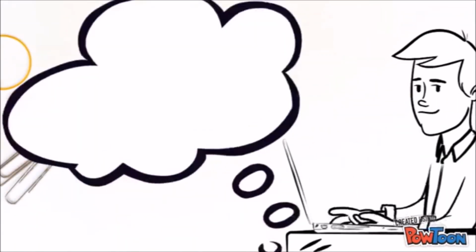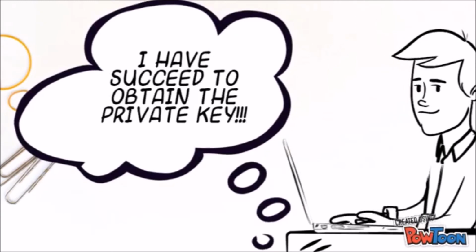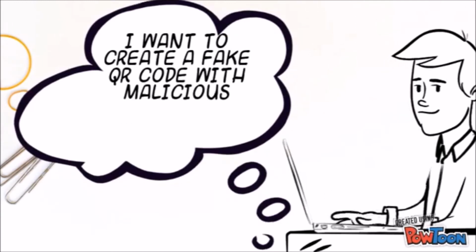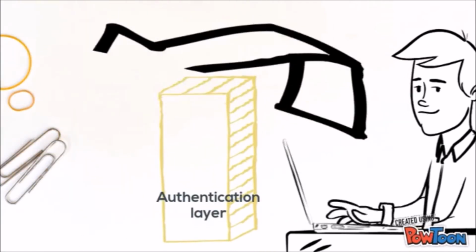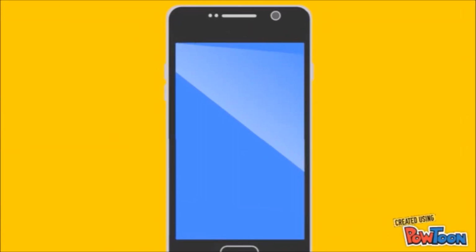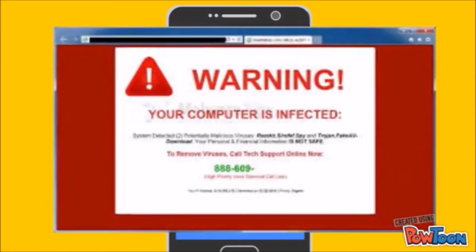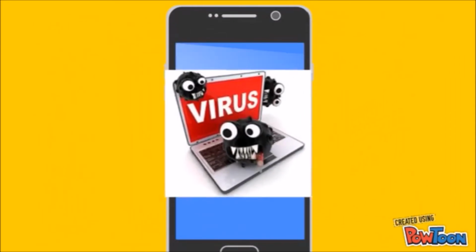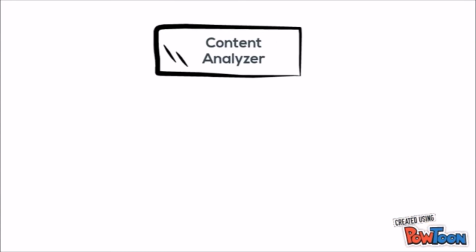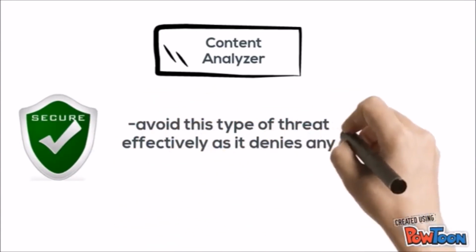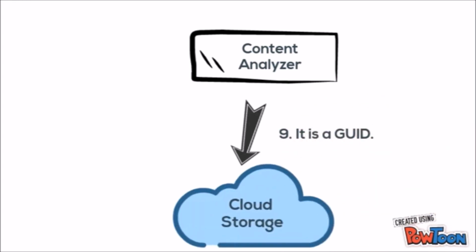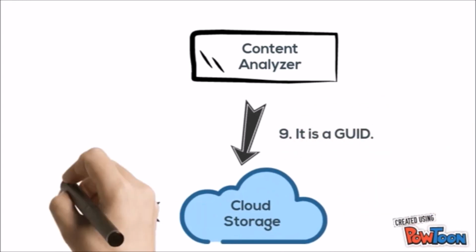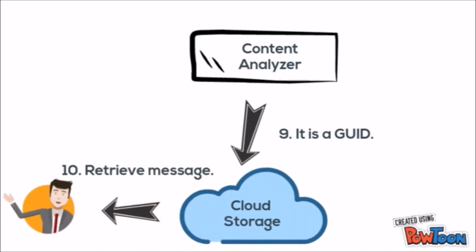This is important because there is the possibility that an attacker could obtain the private key somehow and create a fake QR code with malicious content using the private key, in which case it is able to bypass the authentication layer of digital signature. The fake QR code will then lead the user who scanned the QR code to a malicious website or even implant a virus into the user's device. The Content Analyzer can avoid this type of threat effectively, as it denies any content of the QR code besides GUID. Lastly, after the content of the QR code has been analyzed by the Content Analyzer and assured to be a valid GUID, the message will be retrieved from cloud storage according to the GUID.